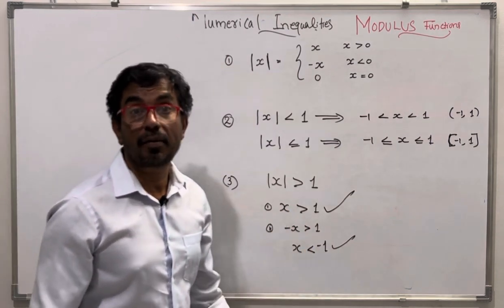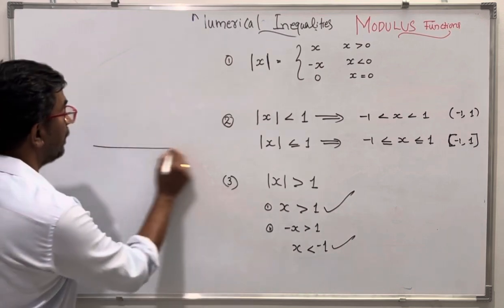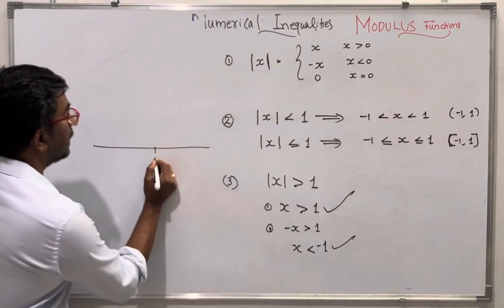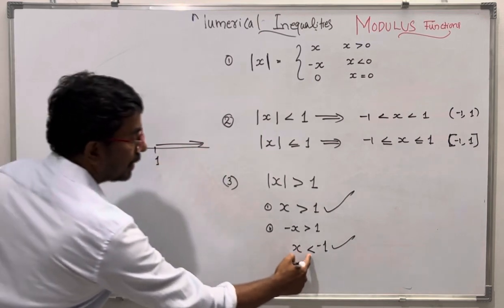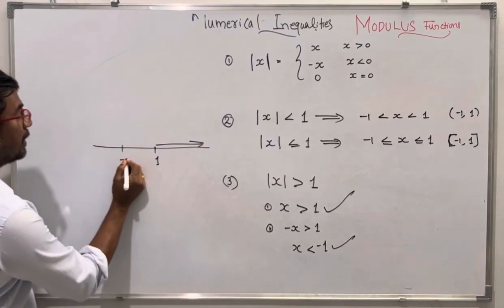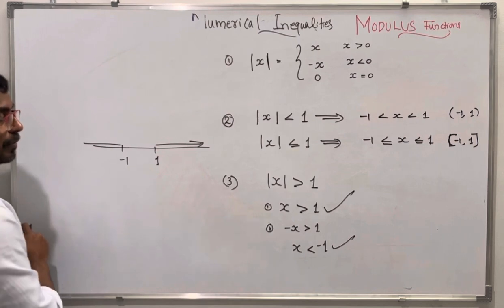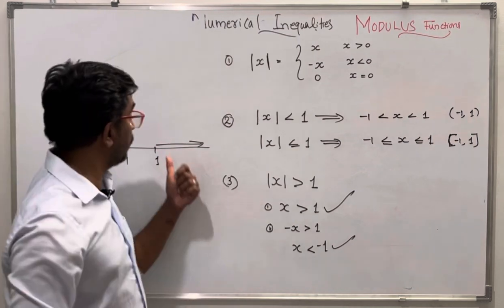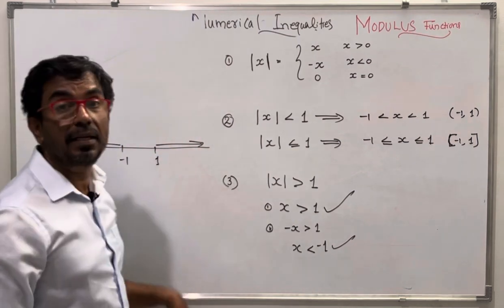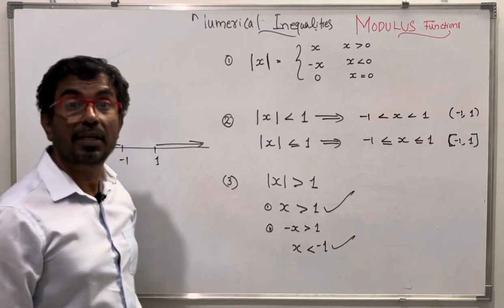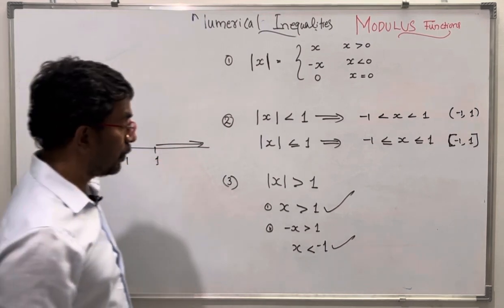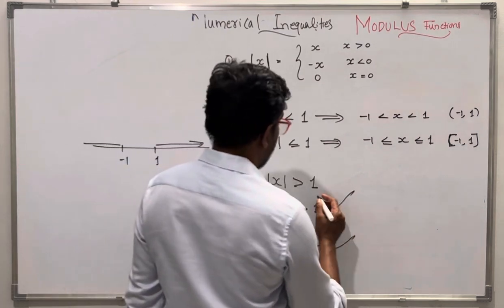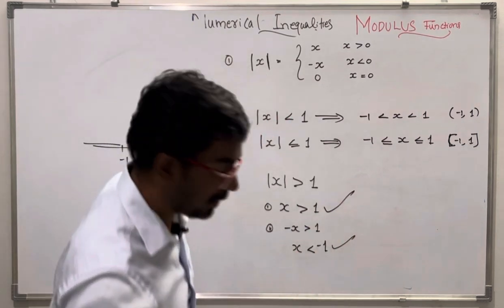They are not going to have common things. On a number line, one says x is greater than 1, which means this. The other says x is less than minus 1. Minus 1 is here. So it is like this. So two different areas of the number line only. It is actually in the opposite direction. This part is excluded.